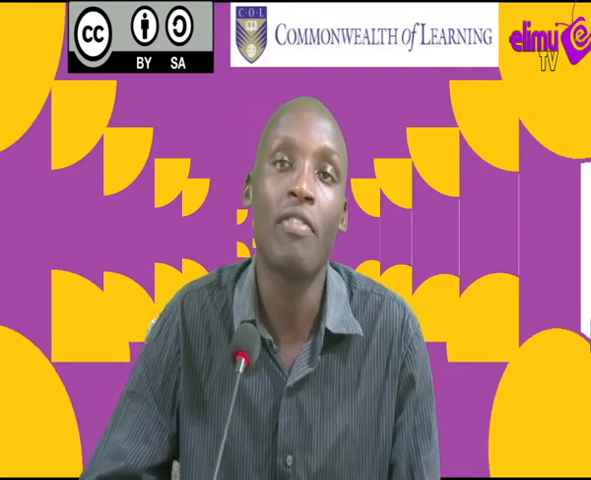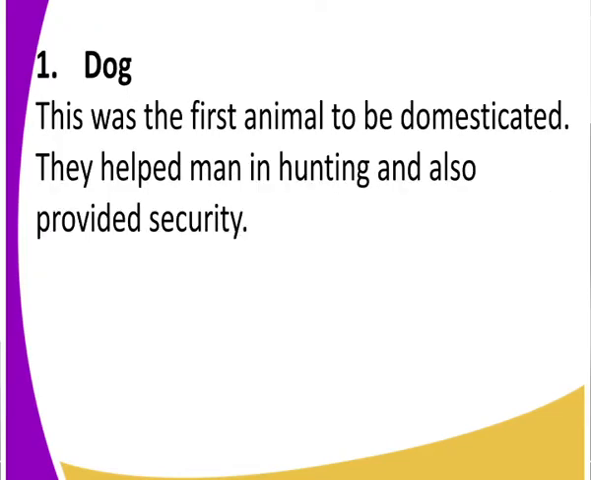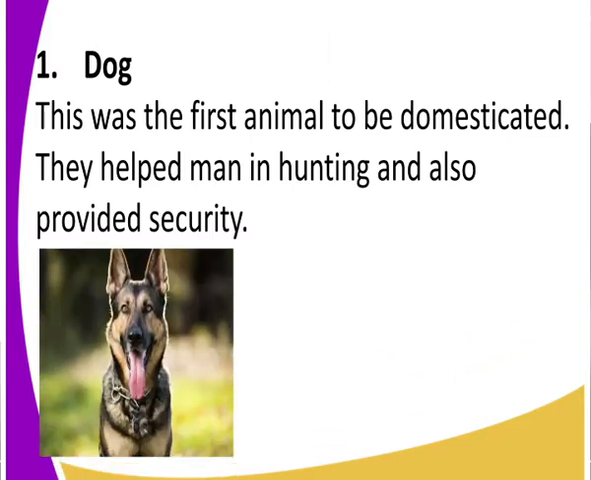Now, can we look at some of the animals that were domesticated by man? One, we have a dog. The dog is one of the earliest animals to be domesticated by man. Among all those other animals, the dog was the first animal to be domesticated. And a dog was beneficial in a number of ways. As you can see, that's the dog. See how fierce it is. Look at the eyes, very fierce. So the dog helped man in hunting and also provided security.